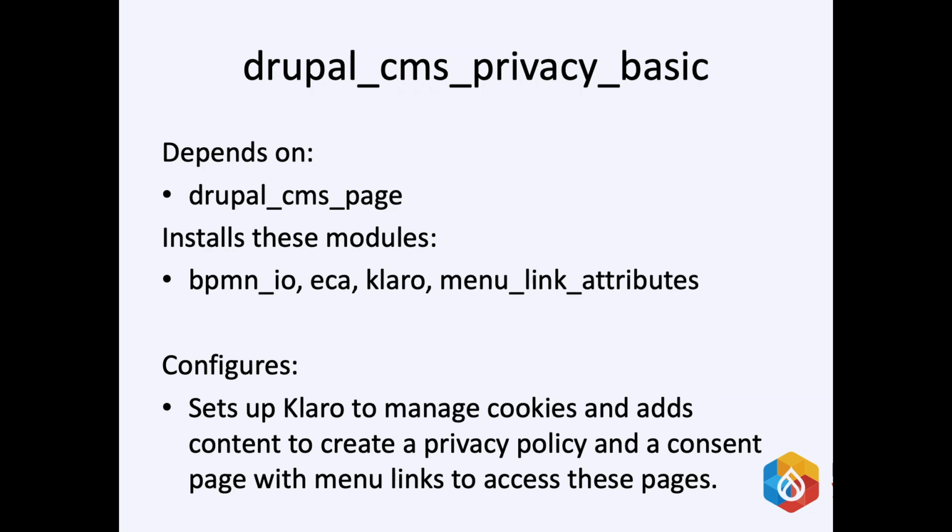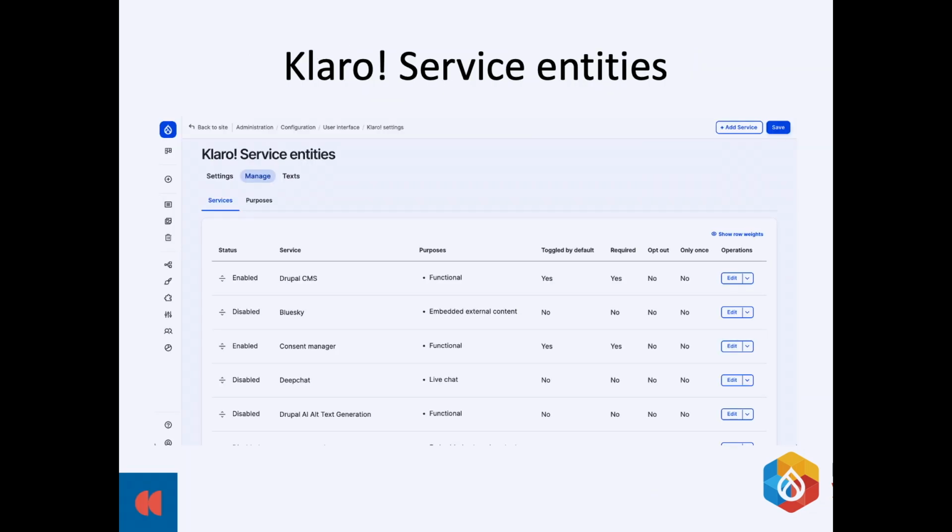But again, it uses BPMN.iO and ECA to set up some really interesting stuff with Klaro, which is Drupal CMS's version of cookie management. It chose Klaro over things that anybody else uses because one of the requirements for Drupal CMS was that you don't take out big expensive subscriptions to get stuff done. And Klaro's a really nice way of doing cookie management. We'll see it in action a wee bit later on, but basically Klaro looks like that.